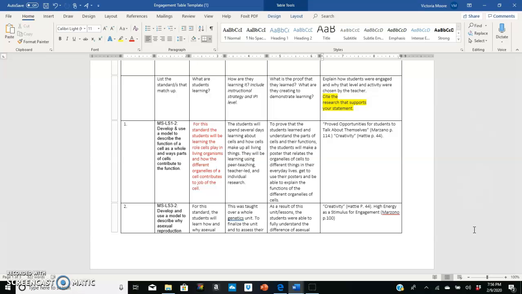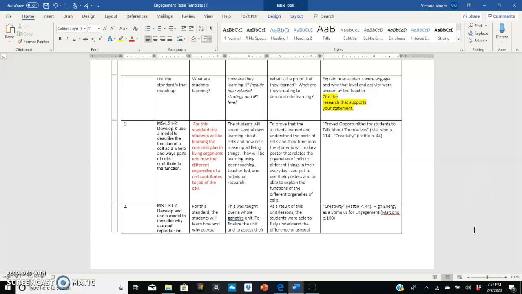and they learned using peer teaching, teacher-led instruction, and individual research to get their understanding down. And to prove that they learned, my partner teacher and I both had the students in our classrooms create a poster that related the organelles of the cells to something in their everyday life. They first had to choose whether they were doing a plant or animal cell, and then they had to put all of their organelles in the poster, and half the poster could be printed images, but at least 50% had to be hand drawn.